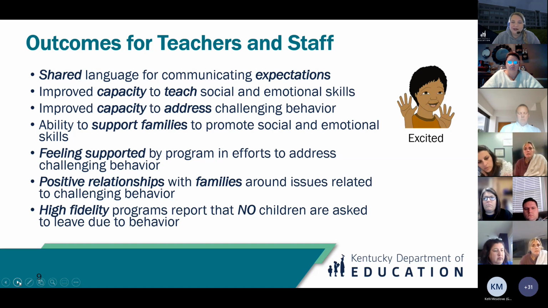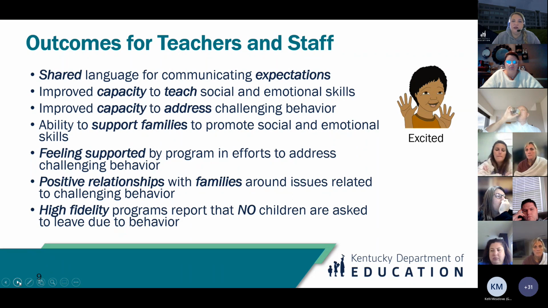If we don't support families, then we're missing a huge piece to this work because the family's the child's first teacher, whether that family is a foster family or biological family or different family dynamics, that's who our kiddos see in the morning. That's where they go home. And so we want to be able to support those families as well. We also want to make sure folks feel supported by our program efforts and have positive relationships with families. And then, of course, this work does come with fidelity, and we make sure that no children are asked to leave our programs due to behavior. Again, I'm realistic. I know that sometimes that does happen, but that is our goal, not only in Kentucky, but with this work that we do with the pyramid model, is that children are not asked to leave due to their behaviors.